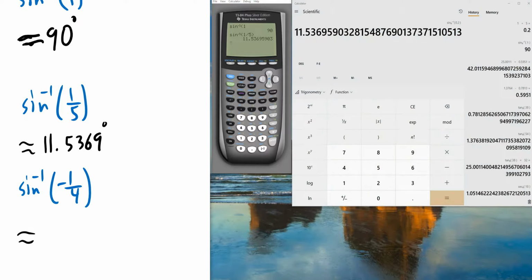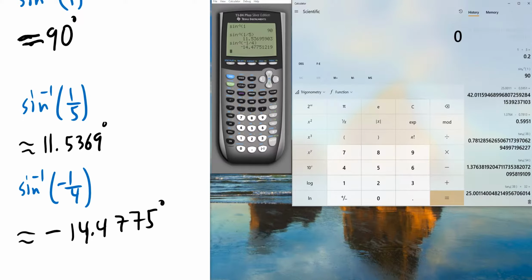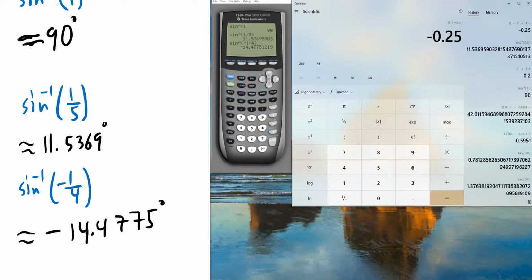What about this one? Again, second sine inverse. Negative, that's the negative in the last row. 1 divided by 4. Close the parentheses. That's about negative 14.4775 degrees. Can the answer be negative? Yes, it's okay. Clear this up. I have negative 1 divided by 4. That's negative 0.25. Sine inverse, trig second sine inverse, negative 14.47. That's exactly what we need.